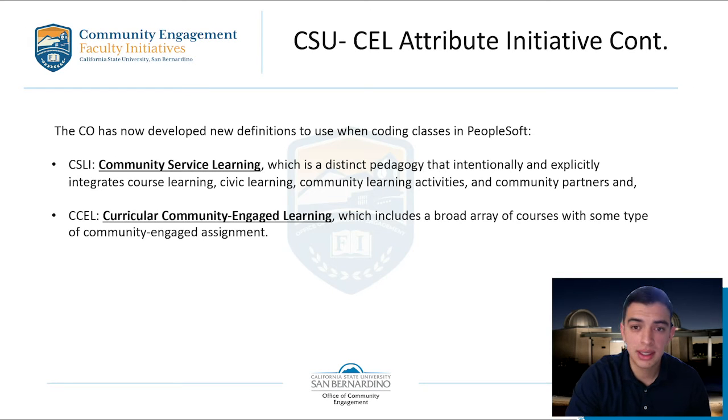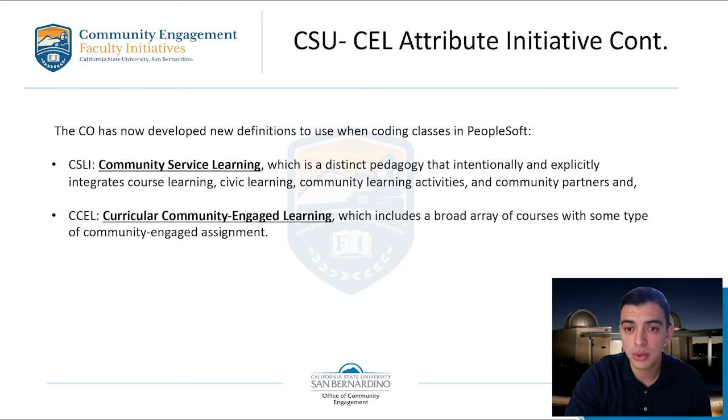The new Attribute Initiative pilot introduces 2 new definitions when coding classes in PeopleSoft. These new course attributes are not seen by students. They are a backend notation in the PeopleSoft system that helps us identify and categorize the class. The first attribute is community service learning, which is a distinct pedagogy that intentionally and explicitly integrates course learning, civic learning, community learning activities, and community partners, which are typically nonprofit agencies, local schools, and government agencies.